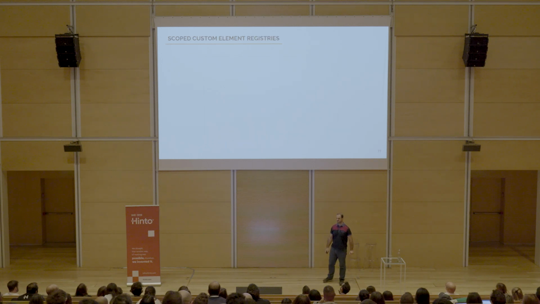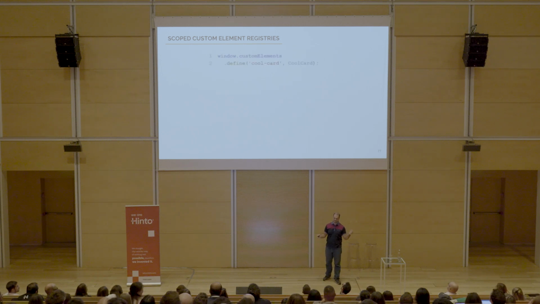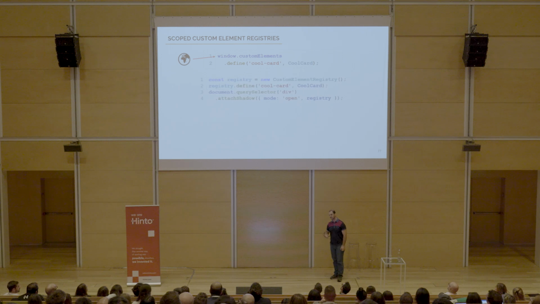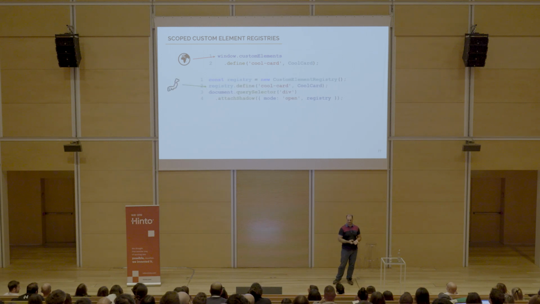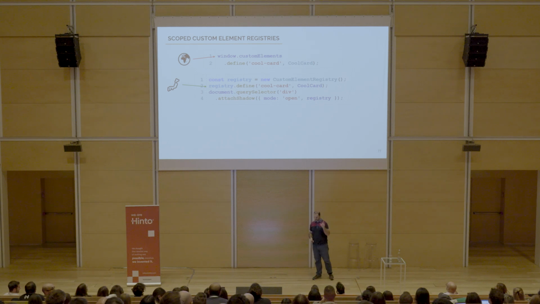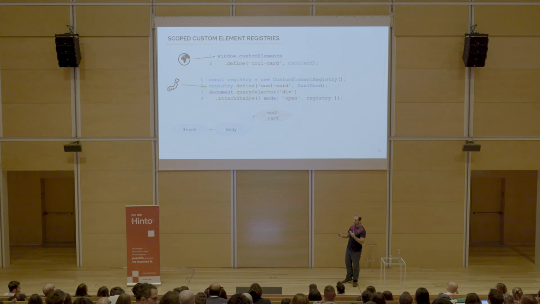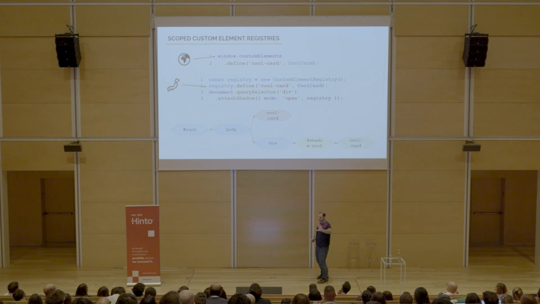One last thing is the scoped custom element registry, because all we have done up to now is a global definition, but now we can also do a local definition, creating a custom element registry object and registering an element in it. Now, those registries are attached to a shadow DOM, and that's why we can attach shadow DOMs to native elements, which becomes useful now, so that the cool card in the upper branch cannot find the definition, but the one on the bottom does.